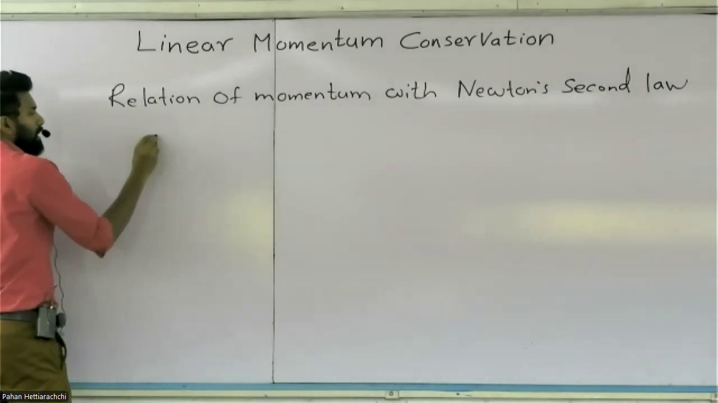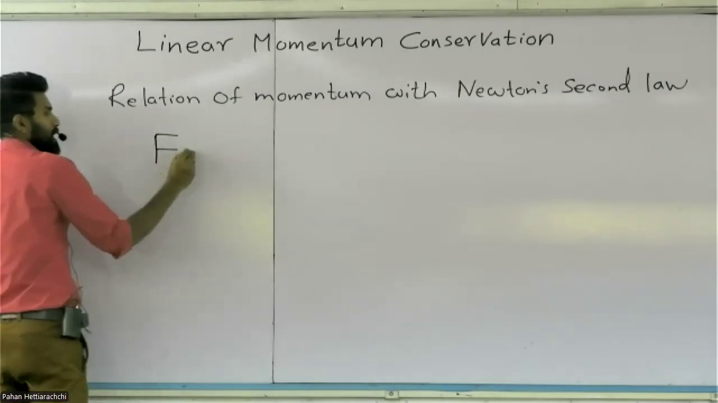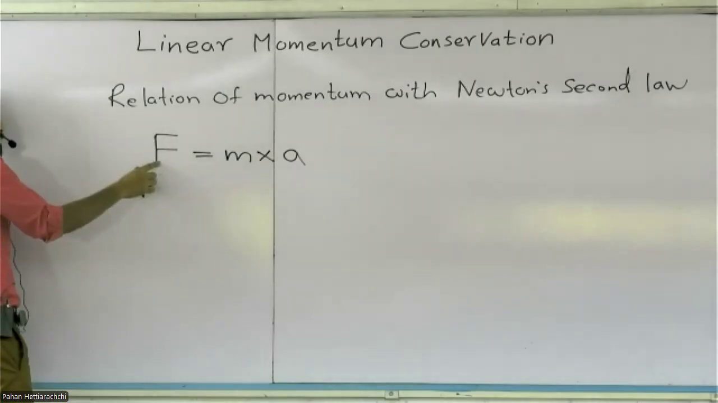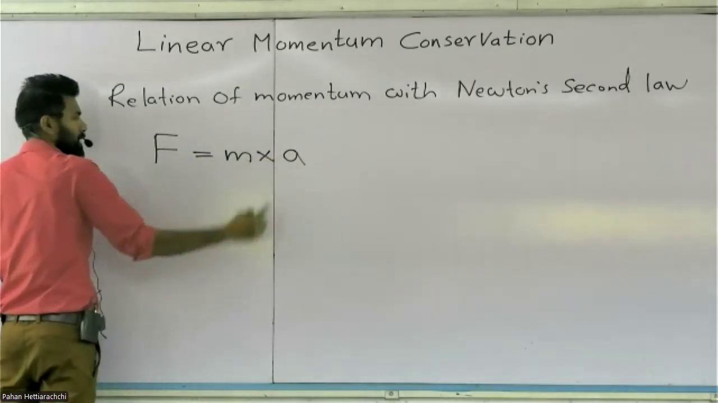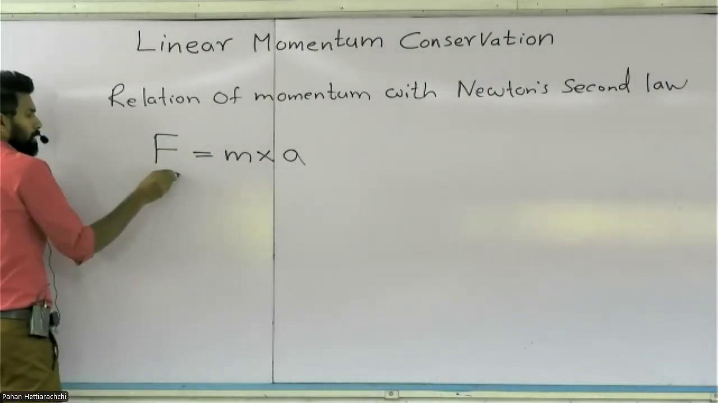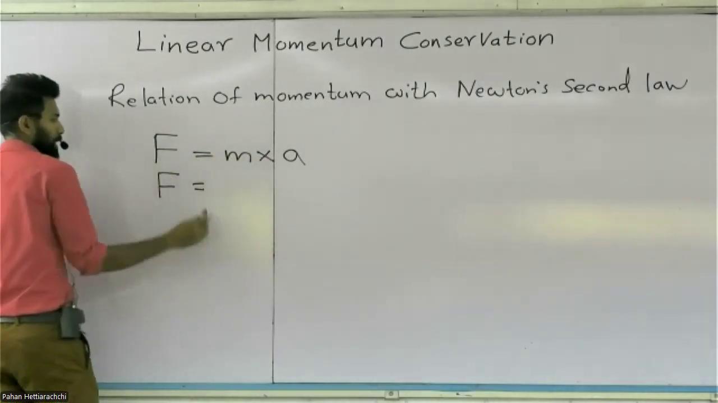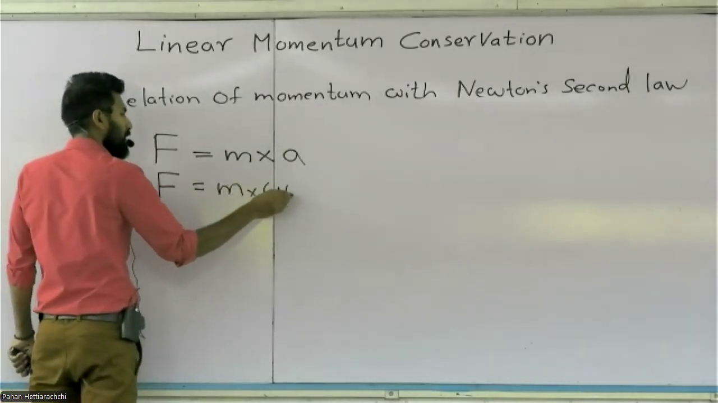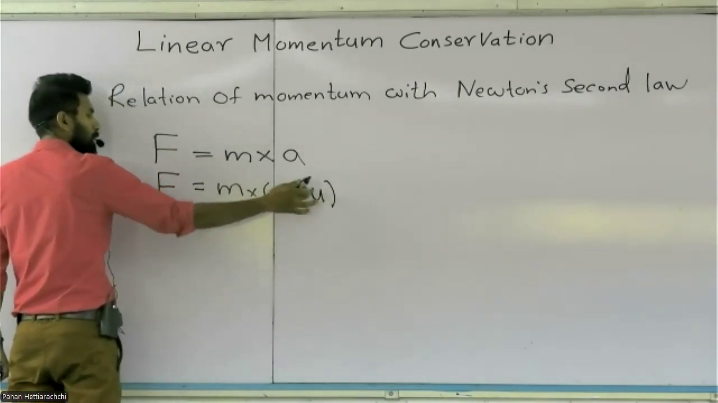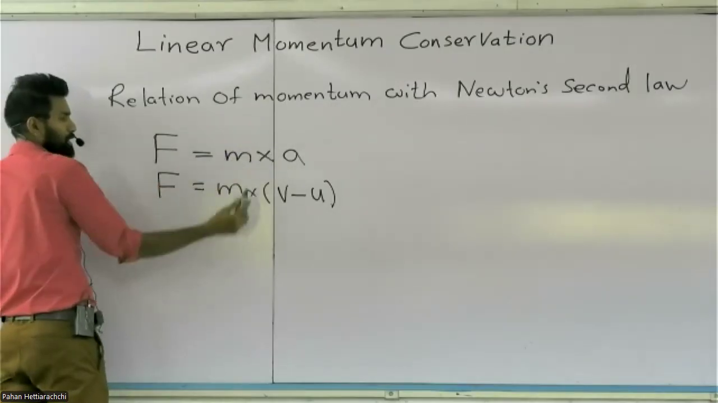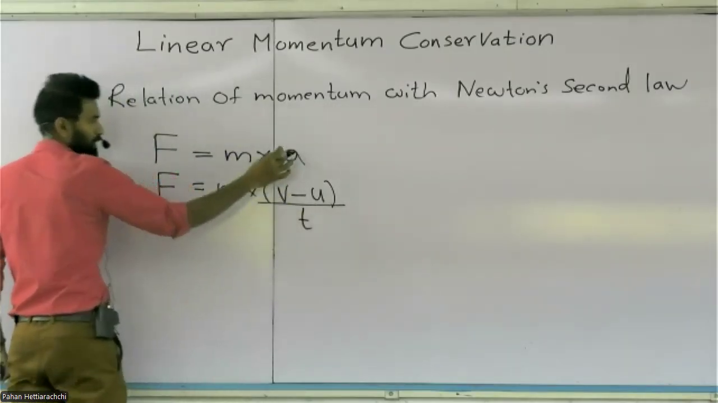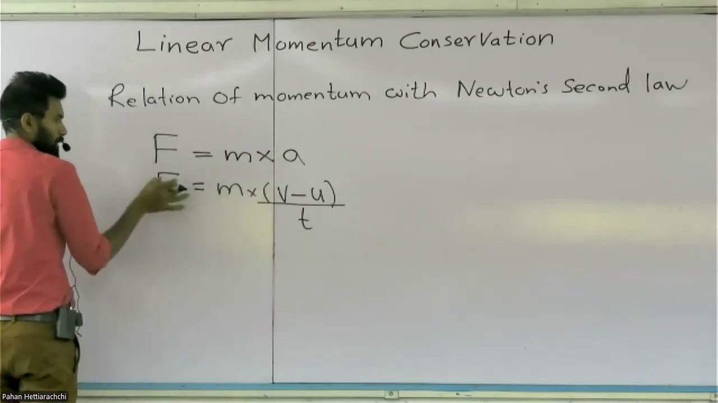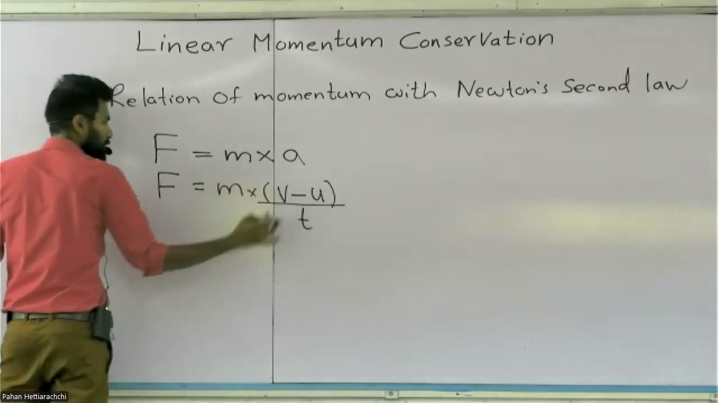Now, in Newton's second law, they say force is equal to mass into acceleration. What do you mean by acceleration? Acceleration is the final velocity minus the initial velocity over t, v minus u over t. So F equals m times (v minus u) over t.